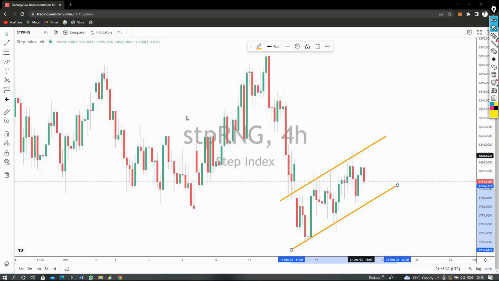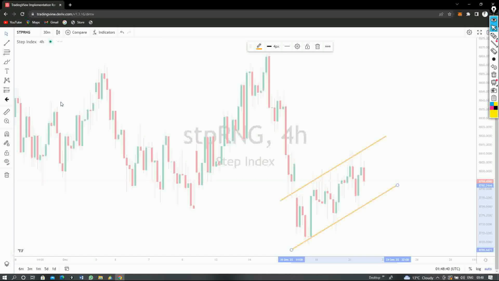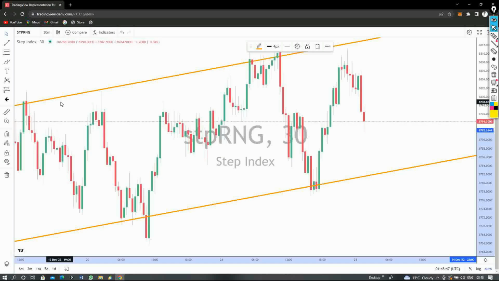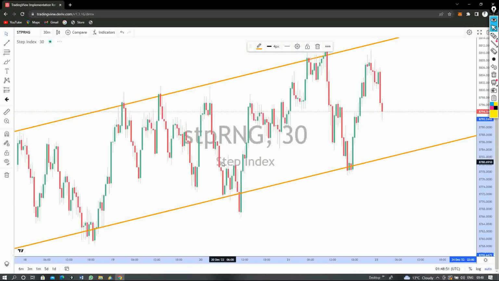Okay, so we are going to go to a lower time frame, at least the 30-minute time frame. It's going to help us clearly identify where the market is going, where to enter, and how to enter.